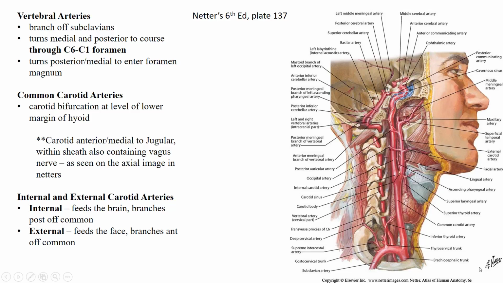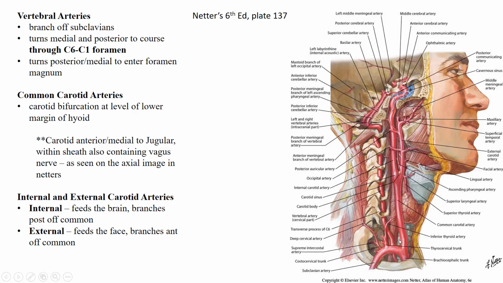We are looking at a right lateral image from Netter's. So this is the right side of the patient, and the vertebral arteries come off the subclavian here. They run right up through the vertebral foramen, which are the little spaces in the vertebral bodies, and it goes up. It makes a little bit of a posterior turn around that mastoid process before it goes into the brain. It travels through the C6 through C1 foramen.